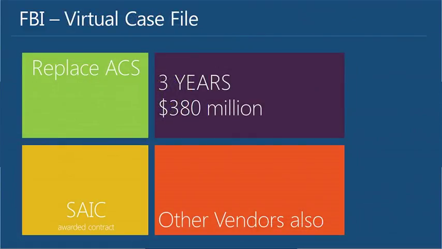So the Virtual Case File project was initiated. And this was pretty big, right? 380 million, 3 years, pretty significant. They put a big tender out, as they do for large government projects, and it was won by SAIC, Science Applications International Corporation. They won the bid. They had a bunch of other vendors that they promised to deliver with, but they were the prime.